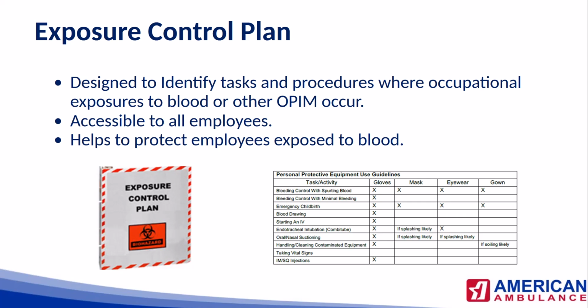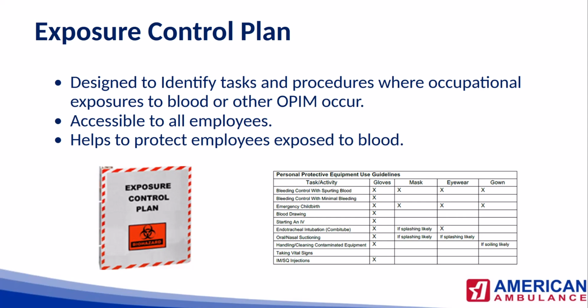An exposure control plan is designed to identify in writing tasks and procedures, as well as job classifications where occupational exposure to blood or other potentially infectious materials occurs. This evaluation should be without regard to personal protective clothing and equipment. It must also set forth the schedule for implementing other provisions of OSHA's bloodborne pathogen standard and specify the procedure for evaluating circumstances surrounding exposure incidents. The plan must be accessible to employees and available to OSHA. Employers must review and update it at least annually and more often, if necessary, to accommodate workplace changes.